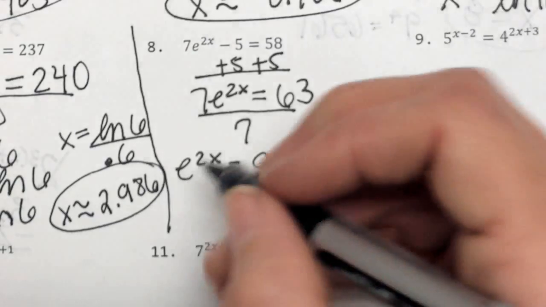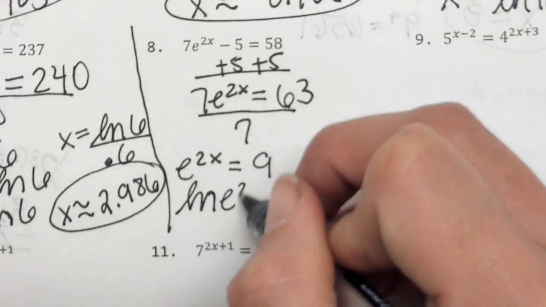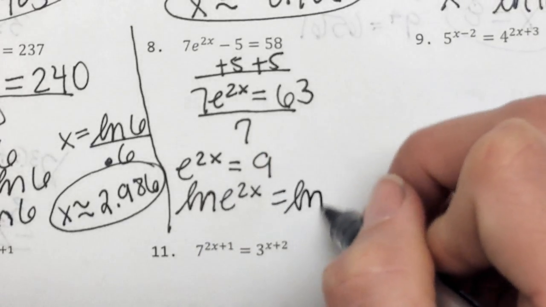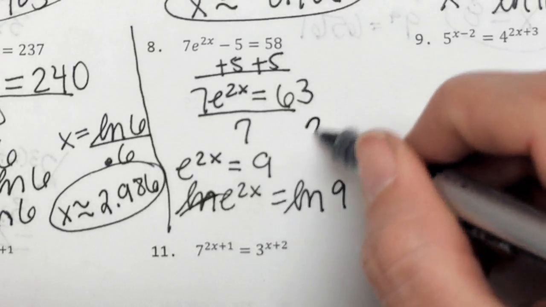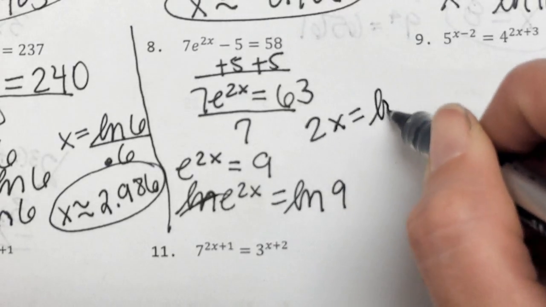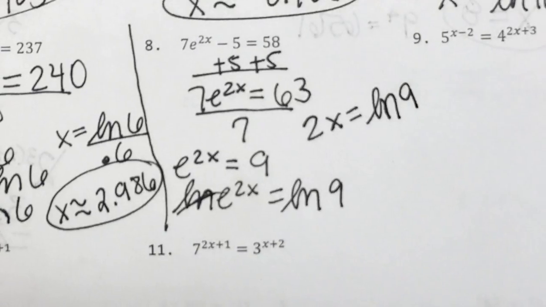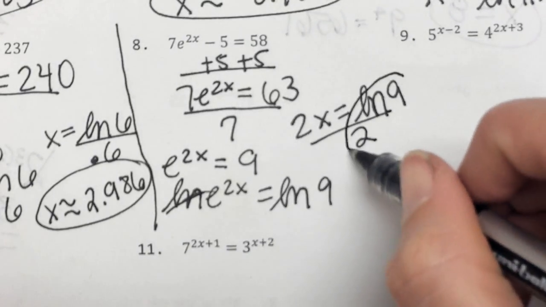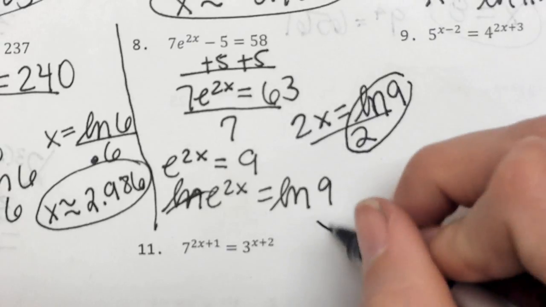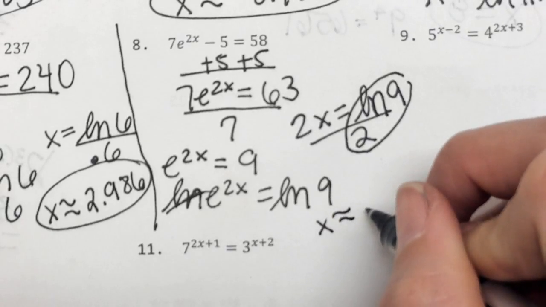I did the ln, and then I canceled that out. And then we did the... Very good. So it gives us 2x equals what? ln of 9, right? And then I would divide everything by what? 2. So this is what you would type in your calculator, and what'd y'all get for your final answer?